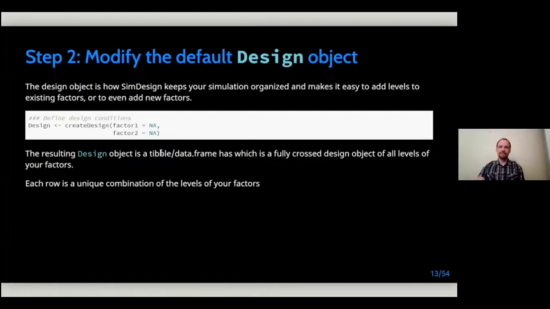The resulting object it gives you is essentially a table or a data frame, which is a fully crossed design object using all the levels of your factors. And each row, as I said earlier, indicates a unique combination of the levels of your factors.